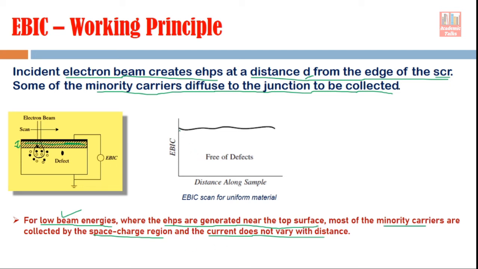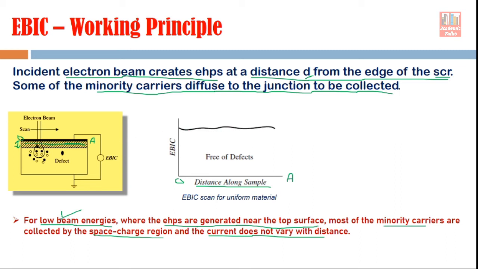You can see this information is plotted here. This portion is free of defects and the current is almost uniform. This is the distance along the sample, meaning from this edge to this edge, when we are moving, the current is plotted as a function of distance, and all this distance is measured from this edge. Suppose this is O, and this edge is A. So this is O to A. When the electron beam is moving from O to A, there is no change in the current.